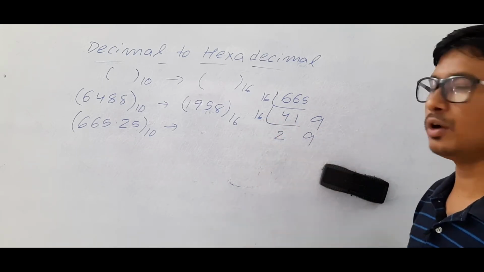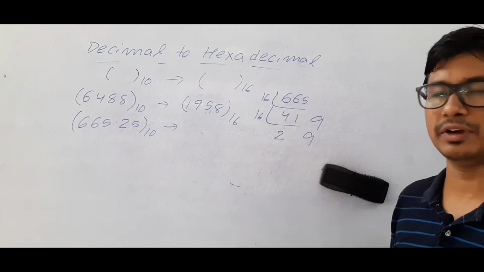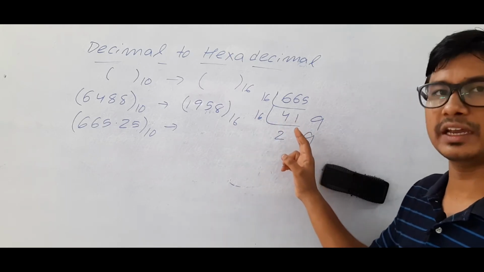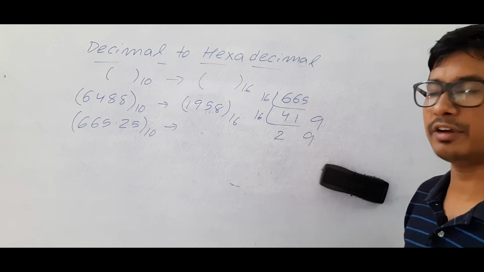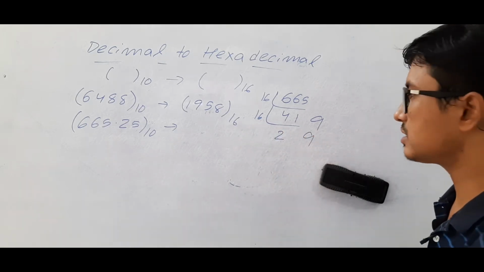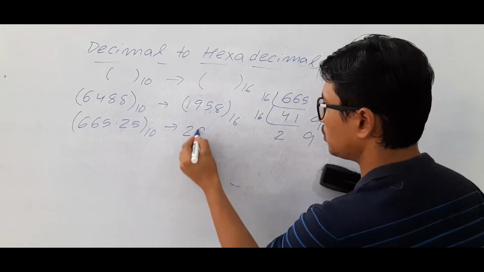Similarly, I want to divide 41. I need to further divide it by 16 because 41 is greater than 16, so I can still divide it. If I divide 41 by 16, 16 2s are 32, and I will get 9 as the remainder. So I will get 299.